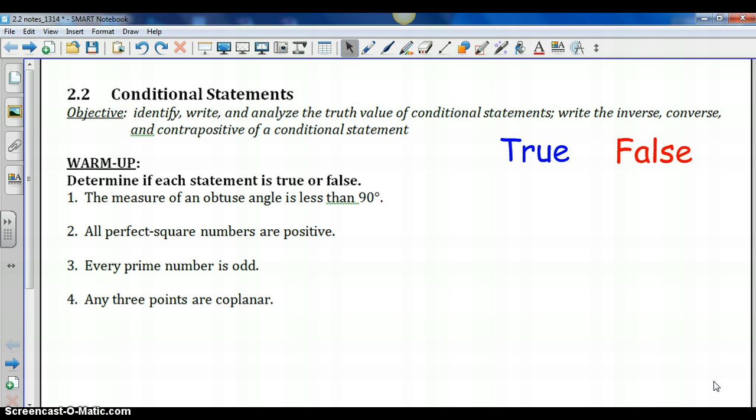Okay, hopefully you had a chance to fill those out. Let's take a look at the truth value of each statement. The measure of an obtuse angle is less than 90 degrees. We know that obtuse means more than 90 degrees, but less than 180, so this is a false statement.